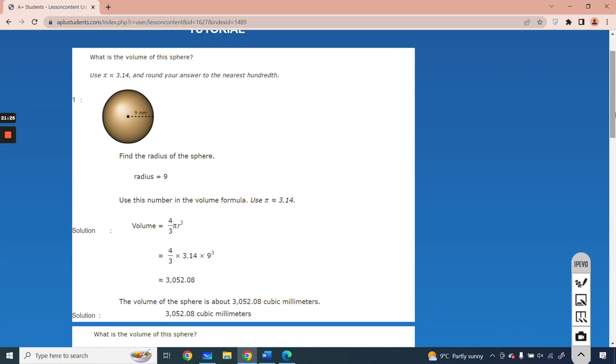Let's start with the first example, that is, what is the volume of this sphere? So we're given the sphere, we have to find the volume of the sphere. The radius is given, that is 9 millimeters. So it would be V equals 4 by 3 pi r cube. Got it? Just use the formula, put up all the values. It would be 4 by 3. Pi has a fixed value, that is 3.14, and r has the value 9. So it would be 4 by 3 times 3.14 times 9 cube. So it would be 3052.08.